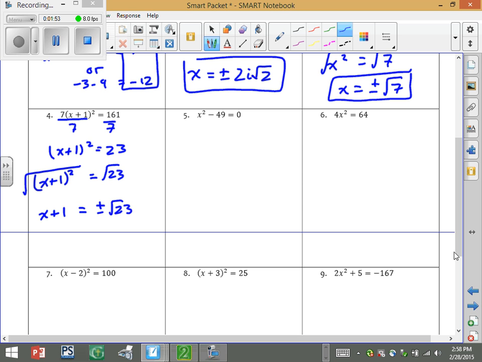That doesn't simplify, but we need to move the 1 over. So we're left with x equals negative 1 plus or minus square root of 23. And we can't combine those because the 23 is under a square root symbol.